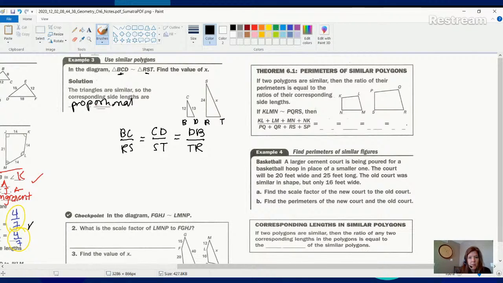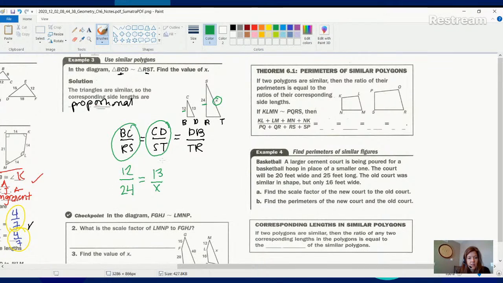But really, when I think about the proportionality statement, what's important to me is I'm trying to figure out X, which involves this ratio right here. And I have two numbers for BC and RS. So here, I have those two. So this is the ratio I'm going to use to figure it out. So B to C is 12. R to S is 24. C to D is 13. And S to T is X. So all of a sudden, guess what I have? I've got a proportion that I can solve, right?